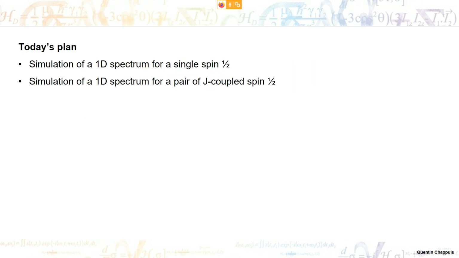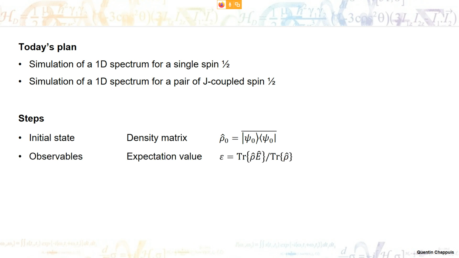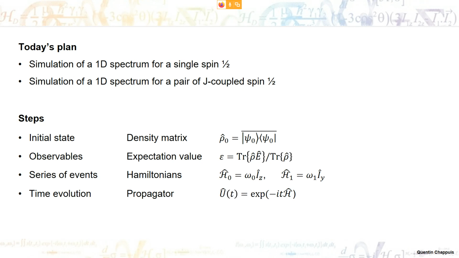Let's start with a little bit of theory and our plan for today. We'll see how to simulate a 1D spectrum for a single spin half, and then we will move to a pair of J-coupled spins. For this, we will need the following tools. First, a density matrix that describes our system, which will be our initial state. Then we need to compute expectation values out of this density matrix. We need to define Hamiltonians that will drive our density matrix throughout time. For this, we also need the propagator that will allow us to calculate the density matrix a long time under the effect of a given Hamiltonian. And finally, once we have propagated in time, we need to Fourier transform it to obtain a spectrum.